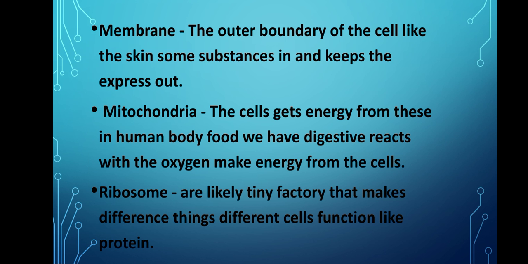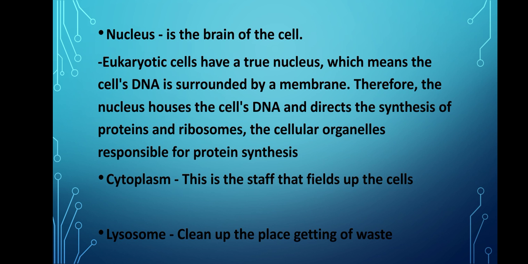Membrane, the outer boundary of the cells, like the skin, lets some substances in and keeps the rest out. The mitochondria, the cells get energy from this in the human body. The food we digest reacts with the oxygen, making energy for the cells. Ribosomes are like tiny factories that make different things for cell functions, like protein.